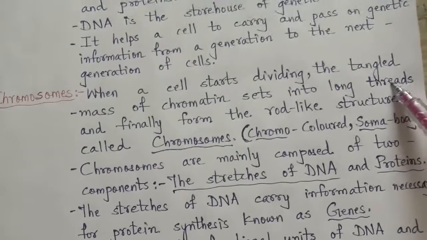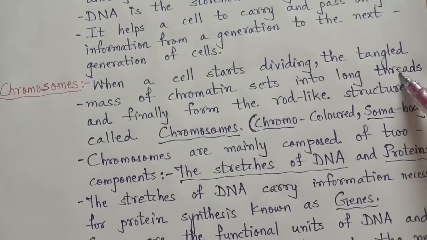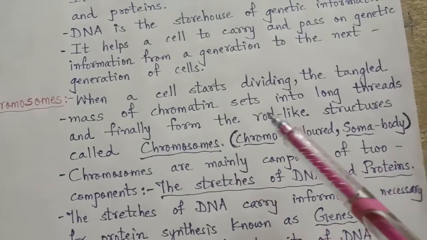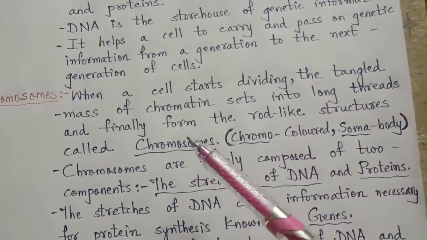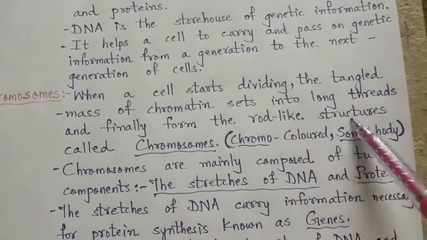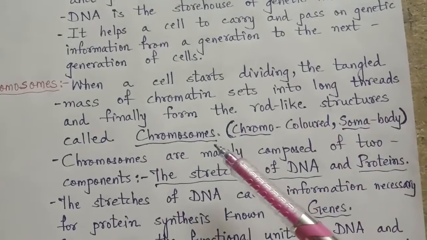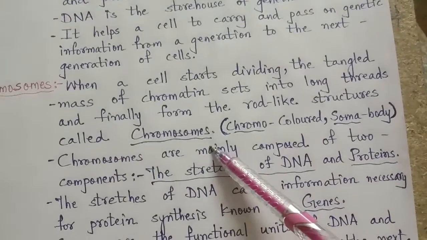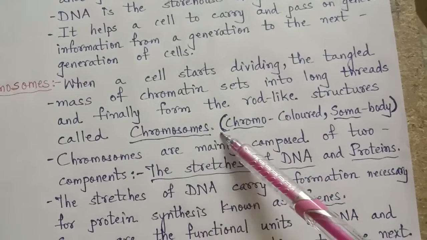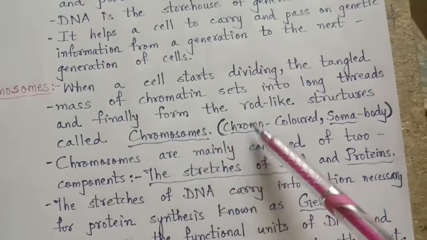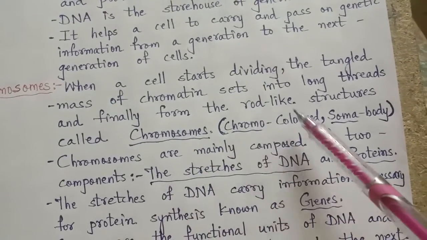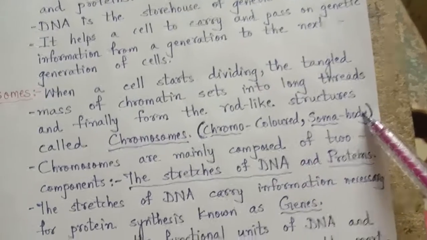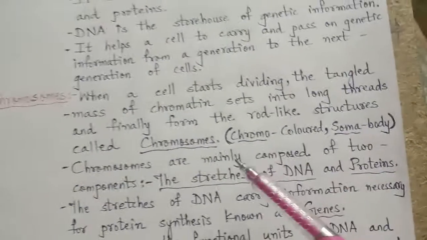When they get mature, they separate themselves from the tangled position and become long threads, and finally they form rod-like structures which are called chromosomes. Chromosomes are slightly colored, and so the name is chromosomes. Chromo, as per the Greek language, means color. Soma means body, so a colored body of a cell structure, that is chromosomes.